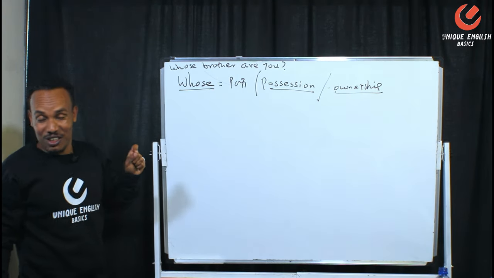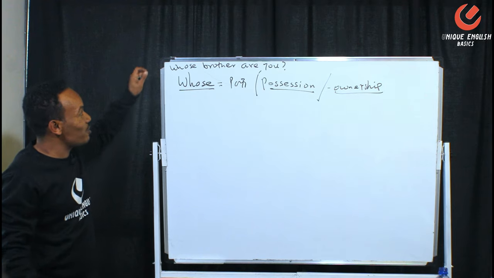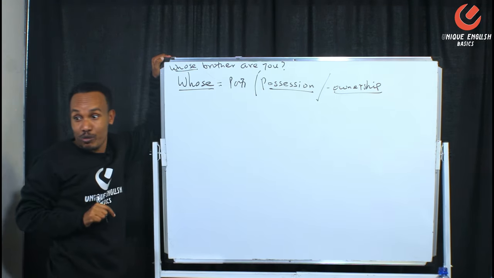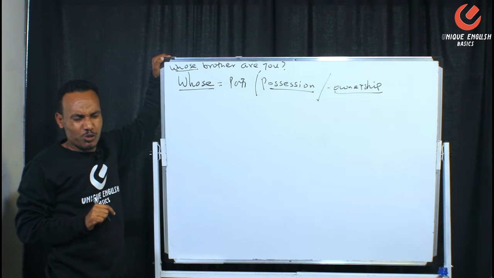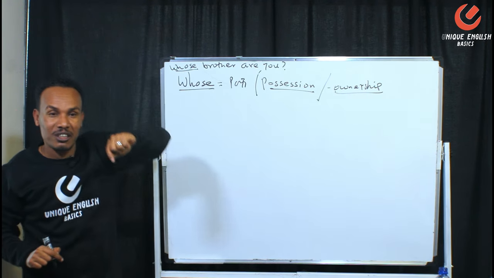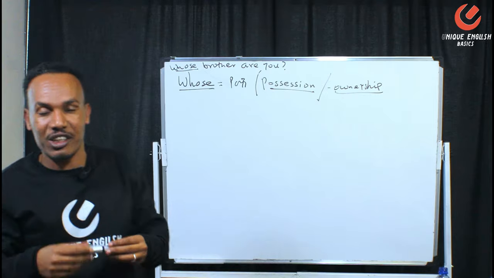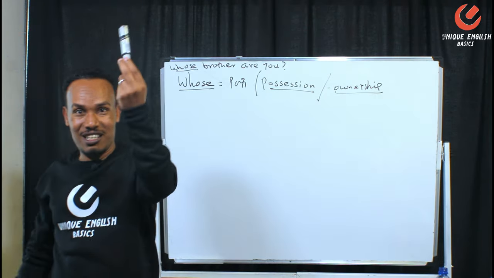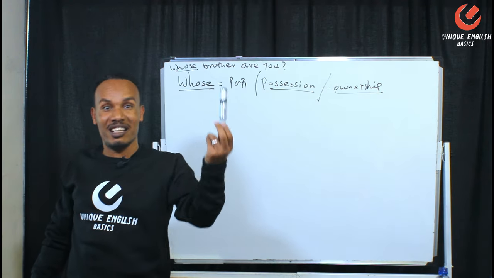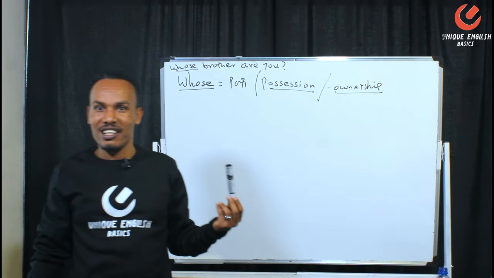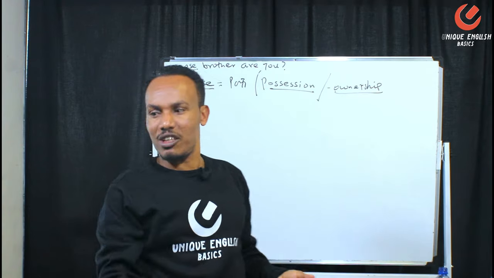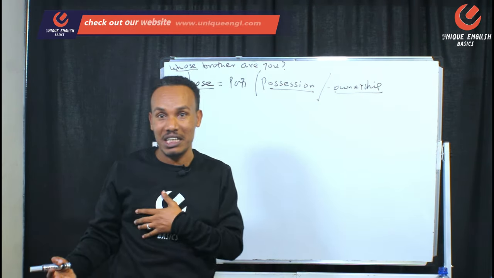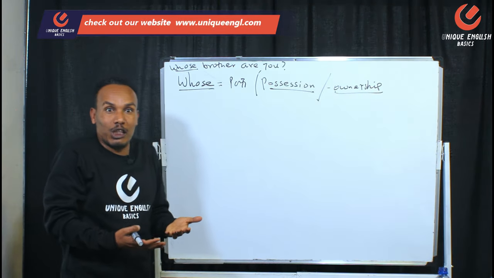Do you understand me? Yes. Whose brother are you? Here it is not a relative clause but an interrogative pronoun. Okay, say whose marker is it. Whose marker is it? You pick up a book and say, whose book is it? Say it again: whose book is it?